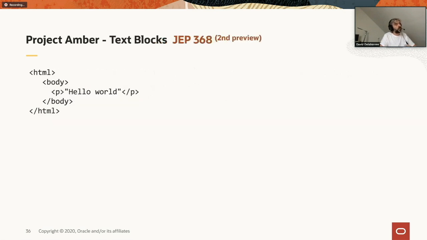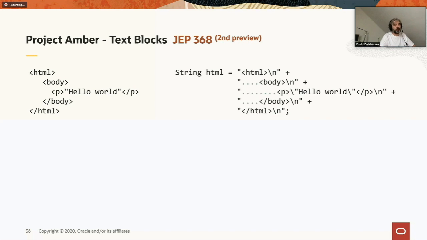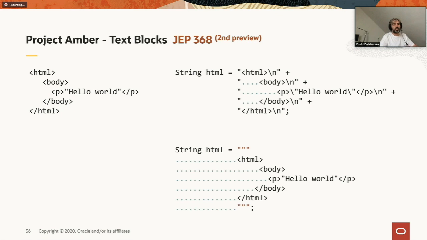Something else that is coming from Amber is text blocks. Text blocks are multi-line string literals. Take the following example. You want to store the HTML that we have on the left side. Typically, you would do something like this in your code. With text blocks, you can now do that. You keep the syntax as it is. You don't have to escape anything. This is very convenient for dealing with XML, JSON, YAML, SQL, and so on. But again, that's something that we will see in a demo in a minute.